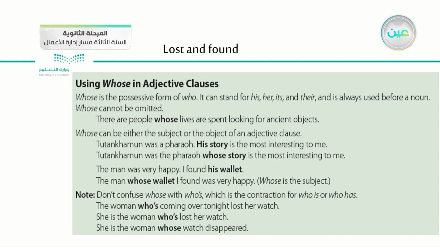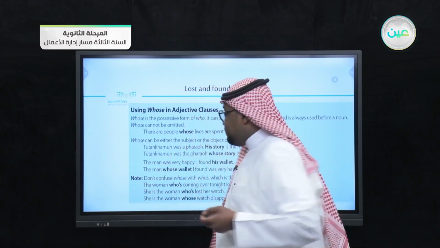The man was very happy. I found his wallet. As you see, this is a sentence which contains two clauses. The first one is this, and the second one is this. As you see here, we use whose: the man whose wallet I found was very happy. So here whose is the subject of this sentence. Note, here we have something very important. Let us discuss this together.